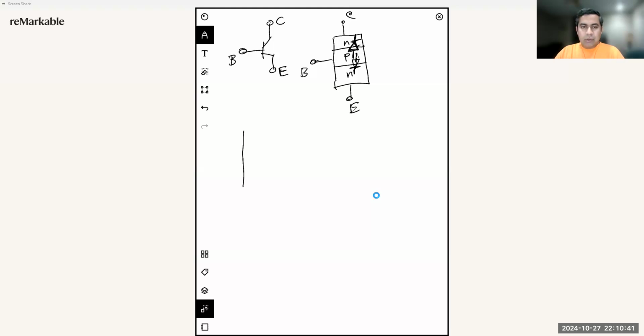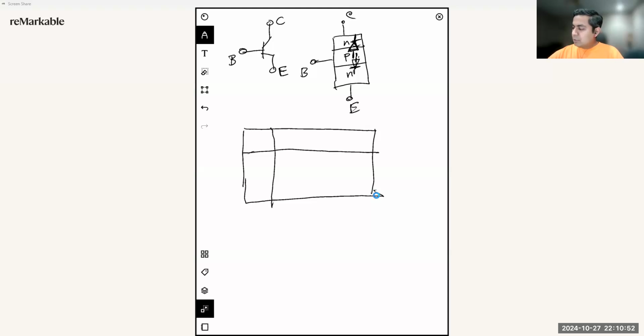So let me draw a table with all these junctions so we can remember how they are operating. The two junctions that we have in this device are the base collector junction and the base emitter junction. And both are PN junctions.